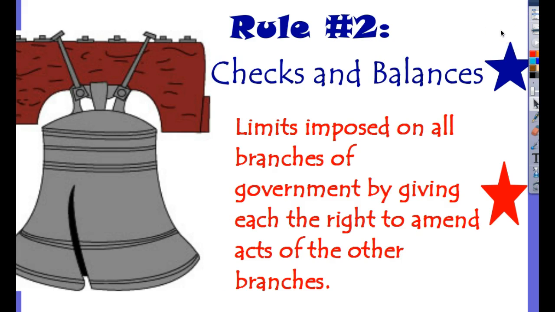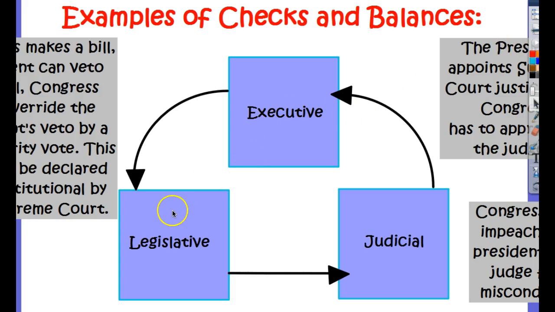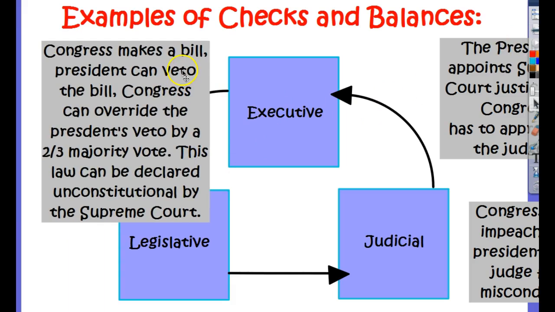Secondly, you have checks and balances. Basically, it said, all right, we've divided up all these powers amongst the branches, now we're going to make sure that no one branch gains all the power by making sure that each branch can check over the other and then balance out its work. For example, if the legislative branch makes a bill, the president or the executive branch can veto it. If it gets vetoed and Congress really feels like, hey, that's a good bill, they can override it.